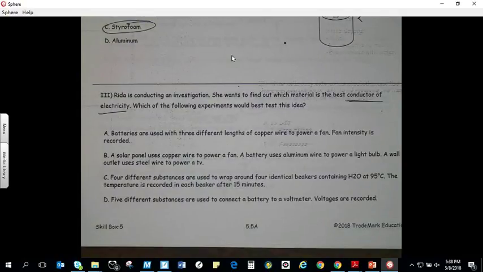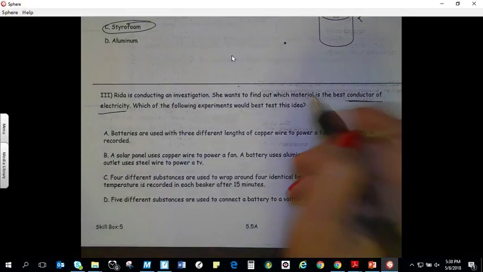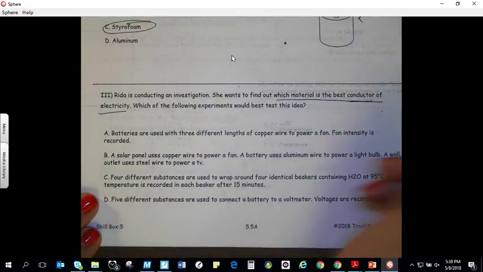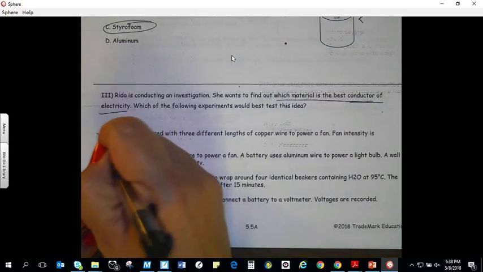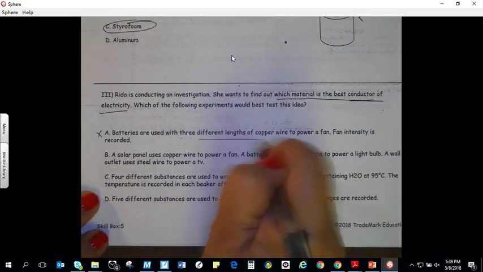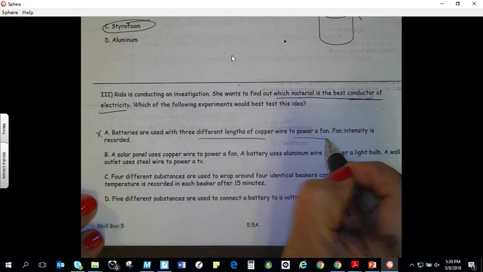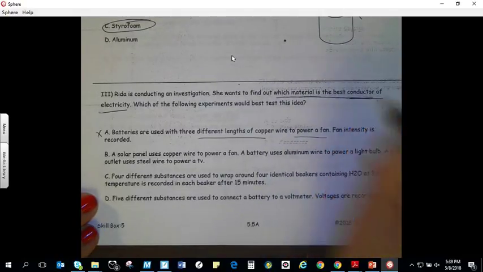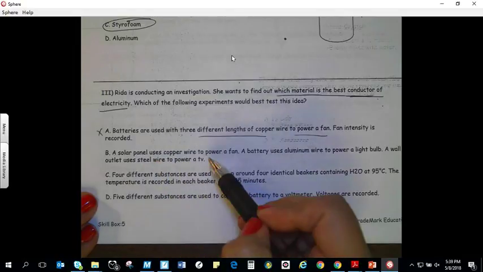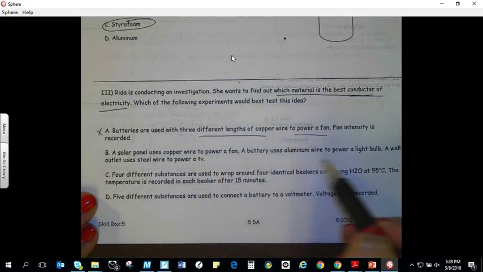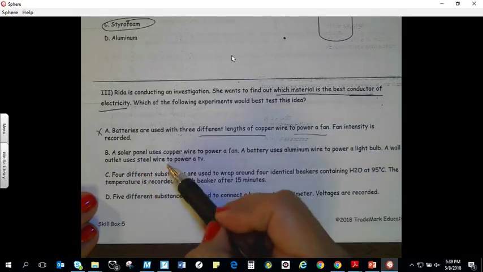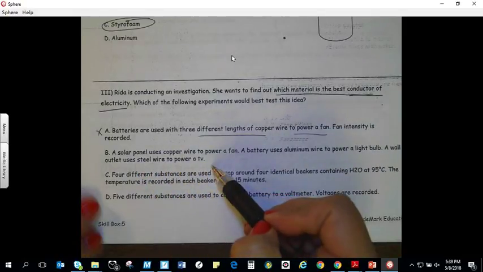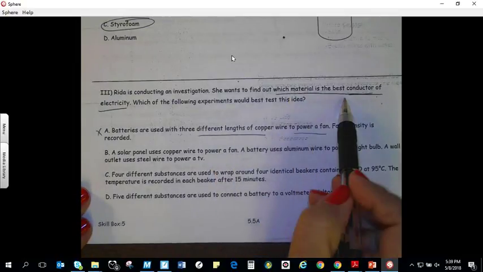So, is she going to A, use batteries that are used with 3 different lengths of copper wire to power a fan, and the fan intensity is recorded? Is that to find out which material is the best conductor? No, because all we're doing is just testing that battery. We're just using different lengths of copper wire to power a fan. That's not measuring the best conductor of electricity. A solar panel uses copper wire to power a fan. A battery uses aluminum wire to power a light bulb. A wall outlet uses steel wire to power a TV. Is that the best material?